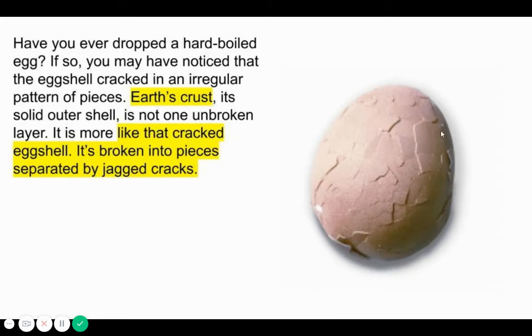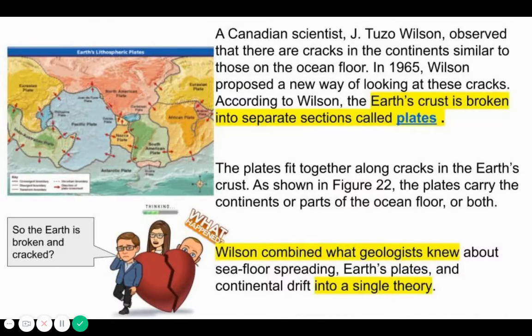These eggshell pieces kind of resemble the pieces on our Earth that we call Earth's plates. Canadian scientist J. Tuzo Wilson observed that there are cracks in the continents similar to those on the ocean floor. In 1965, Wilson proposed a new way of looking at these cracks. According to Wilson, the Earth's crust is broken into separate sections called plates. The plates fit together along cracks in the Earth's crust, as shown right here in this picture. The plates carry the continents or parts of the ocean floor, or maybe even both.